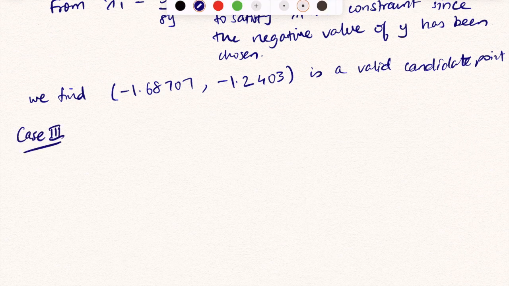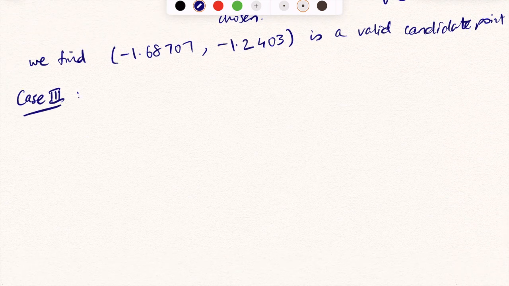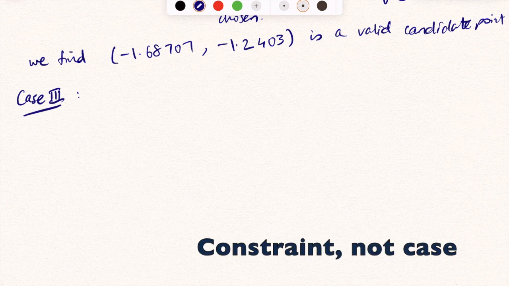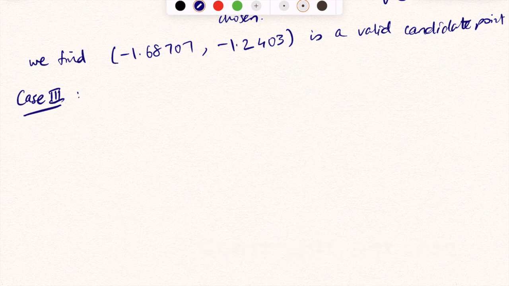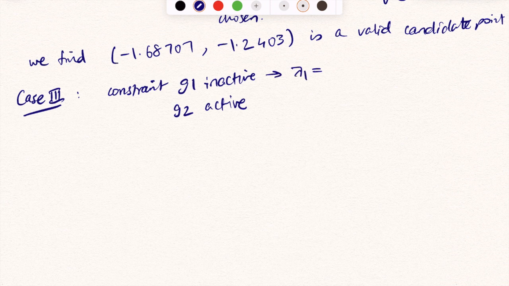Case 3. If you remember, in case 1 we had both constraints active. In case 2, constraint 1 is active and constraint 2 inactive. In case 3, constraint G1 is inactive and G2 is active. And if you remember again, when we said that a constraint is inactive, we simply said that the lambda for that constraint is equal to 0. And so in this case, lambda 1 is equal to 0, but lambda 2 is greater than or equal to 0.